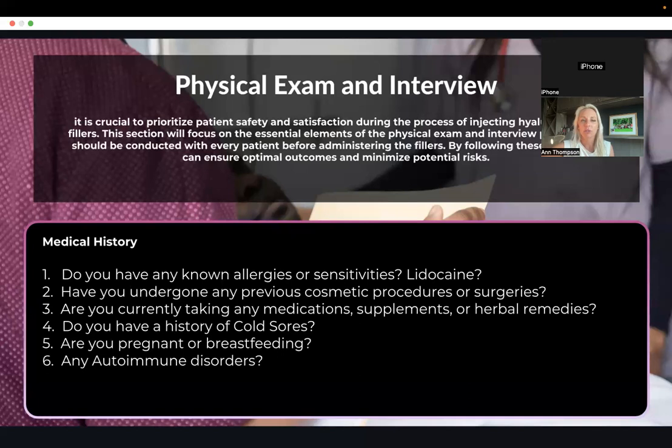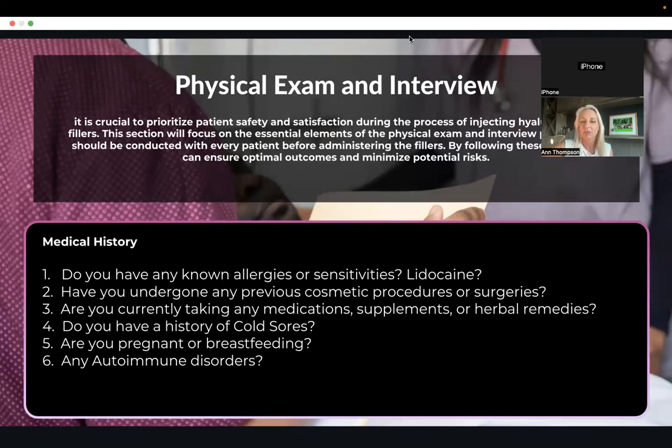Okay, going over the physical exam, you want to make sure that they don't have any type of allergies, specifically lidocaine, because all of the fillers have lidocaine impregnated in them. You can request some fillers that are lidocaine free, but not all of them come that way. So you just need to ask Stephanie. If you do have a patient who is allergic to lidocaine, reach out to Stephanie and she can give you a list of the ones that are lidocaine free.